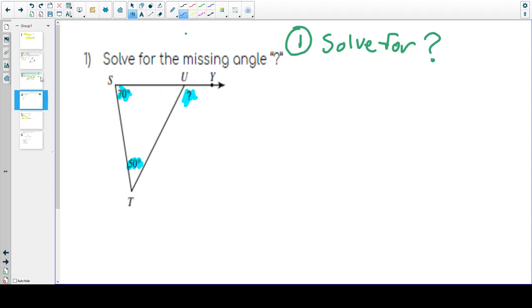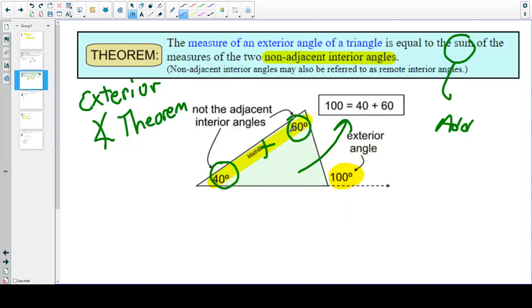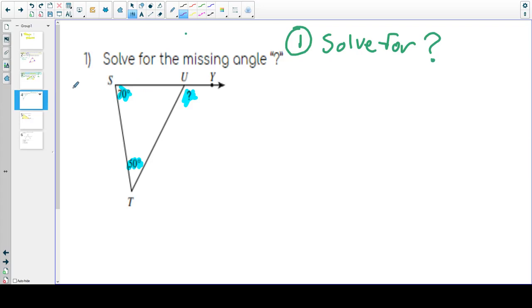Now, there's a couple of things we can do. We know the triangle sum theorem, that the angles add up to 180. We also know that the angles that don't touch the exterior angle, if you add them together, it equals that angle. So I'll be honest, you can do both ways, and that's what we're going to do. So, we're going to use the exterior angle theorem first.